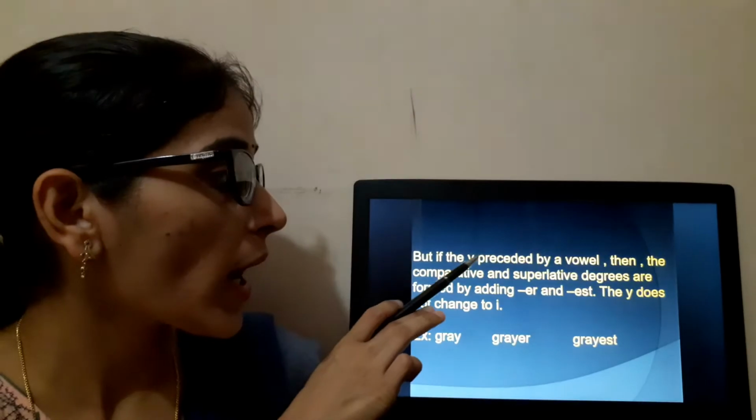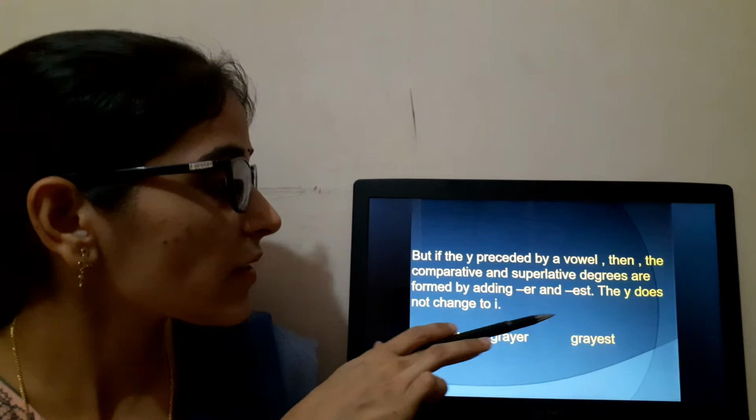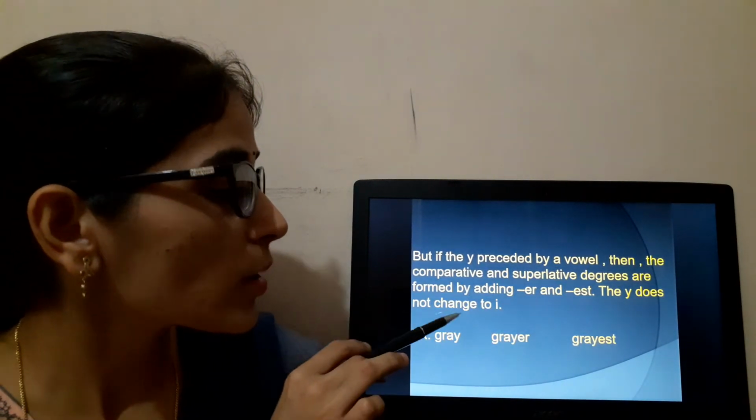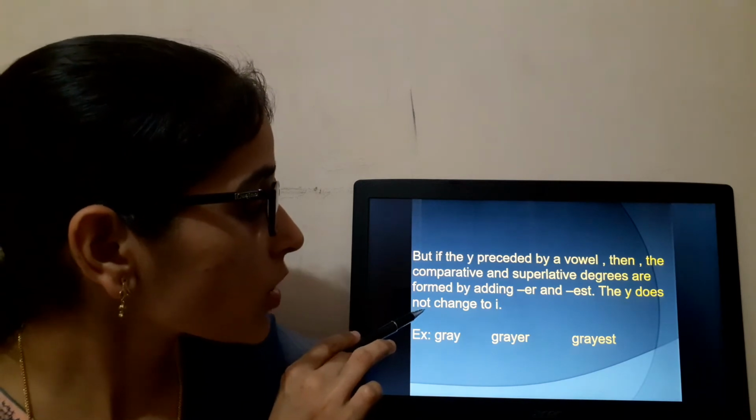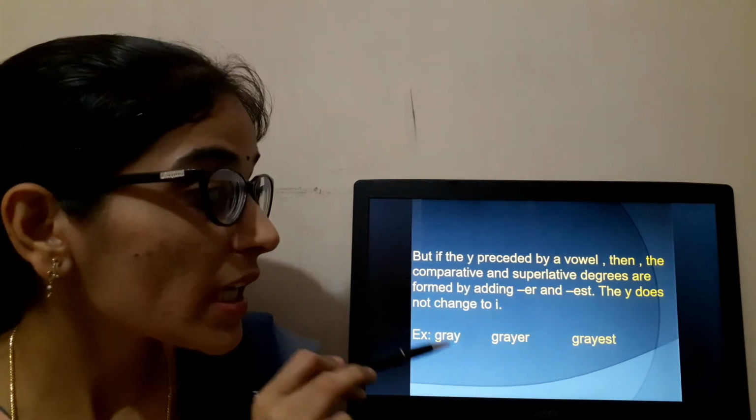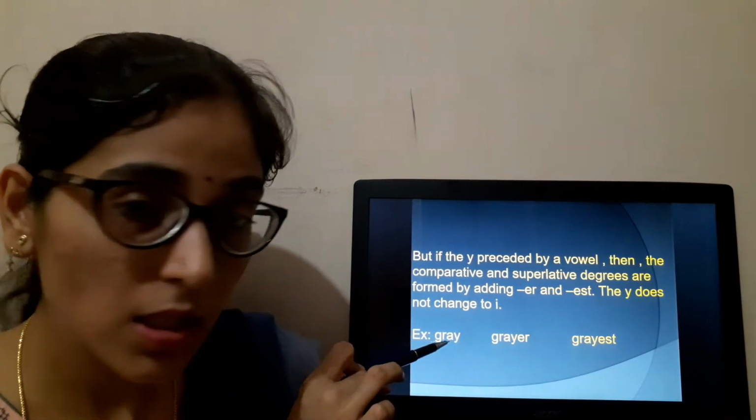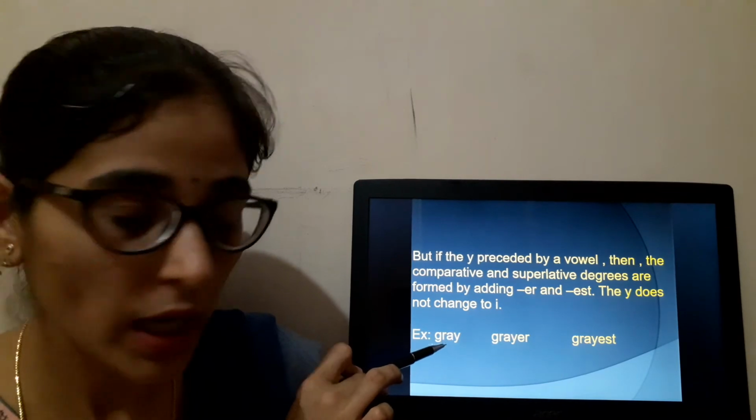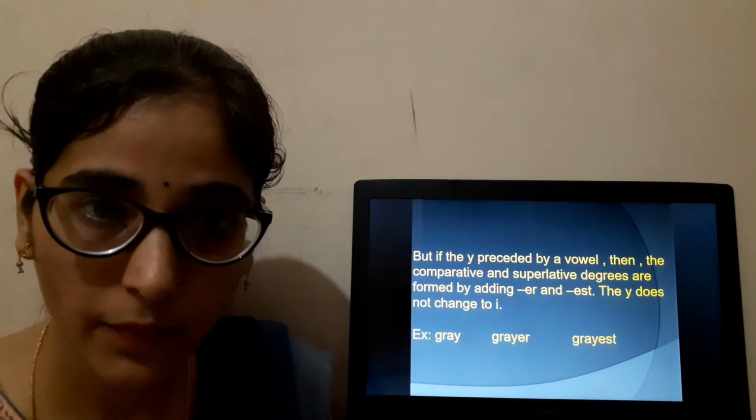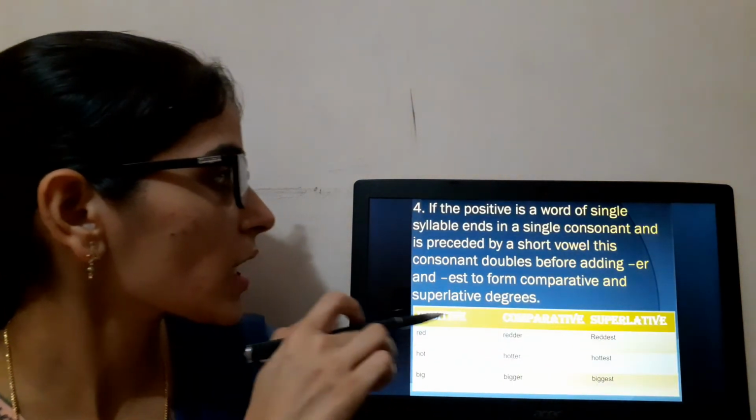But if Y is preceded by a vowel, then the comparative and superlative degree are formed by adding ER and EST. The Y does not change to I. That means, you can see the Y here in the positive, and if there is a vowel preceding Y, then you are going to add ER and EST. We are not going to change it into I. Okay? Let us move to the next one.